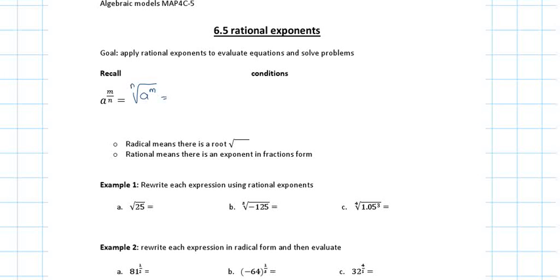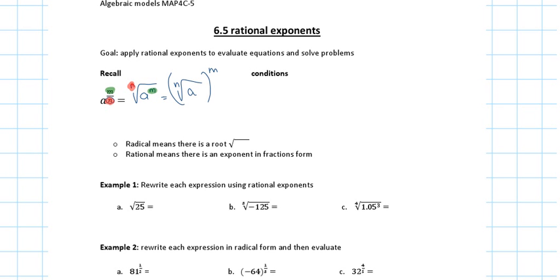So I can write it as the nth root of a to the power of m, where the denominator goes the radical, and then the numerator goes as an exponent, okay? Or I can write it as the same thing: the nth root of a, and then all to the power of m. That's the same thing, okay? It doesn't matter which way you write it.